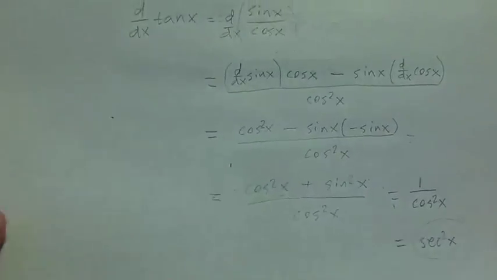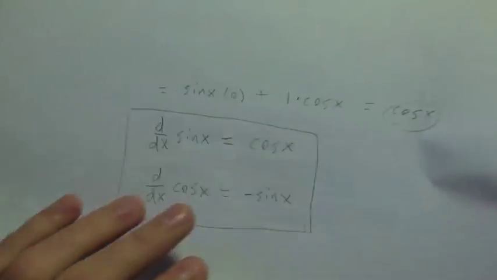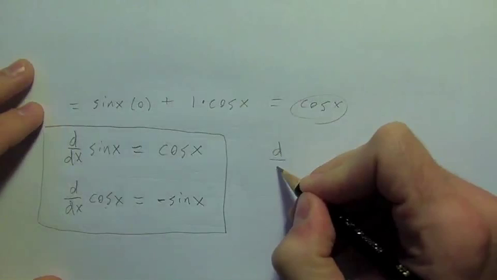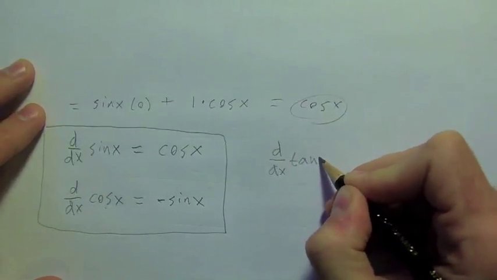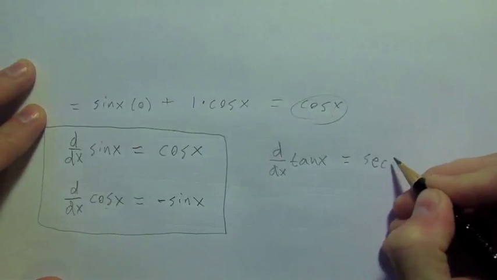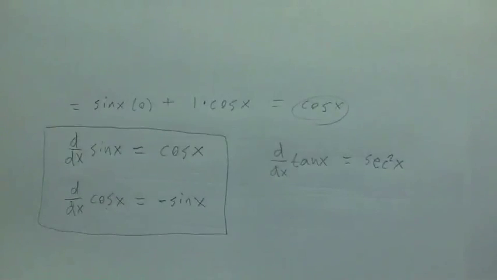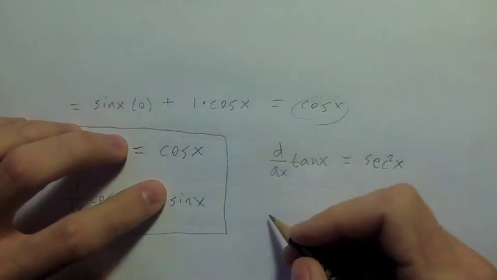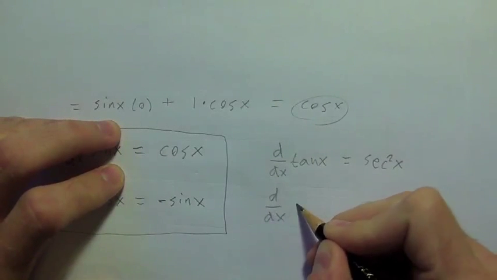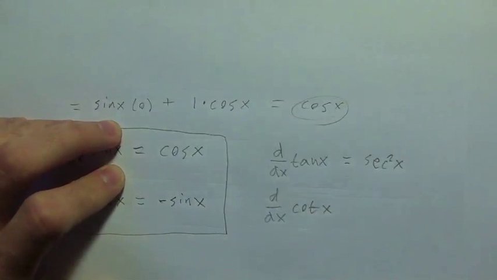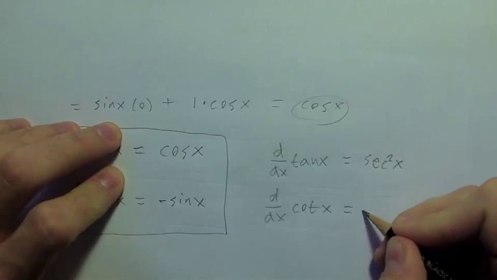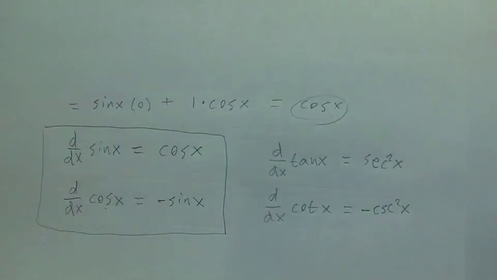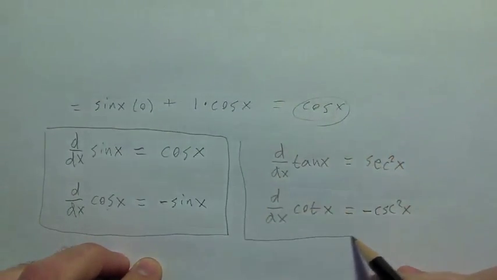So the derivative of tangent, let me put it on this page here. The derivative of tangent we just found is secant squared x. And if you go through all that work again, using the quotient rule and everything, starting with cotangent, right, because cotangent of x is cosine over sine, you actually end up getting negative cosecant squared. Okay, so that is the derivative of tangent and cotangent.